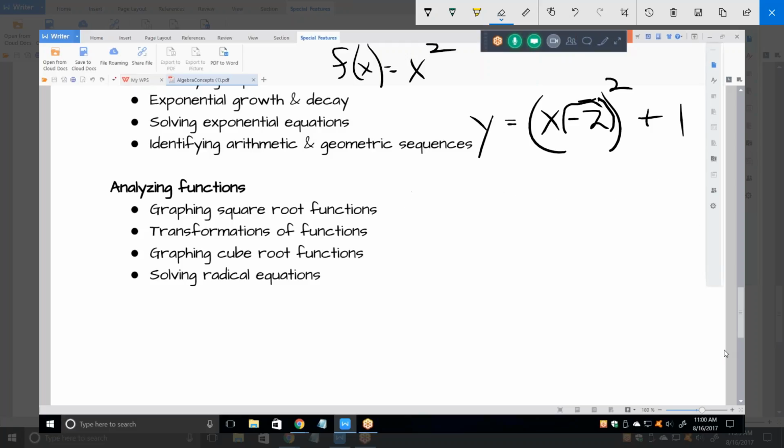Now we'll deal with the plus 1. What's the plus 1 do? It's a vertical shift up by 1. There you go. In other words, you've got to give all the information because that's how you know how to graph it. Vertical shift up by how many? How many is very important.